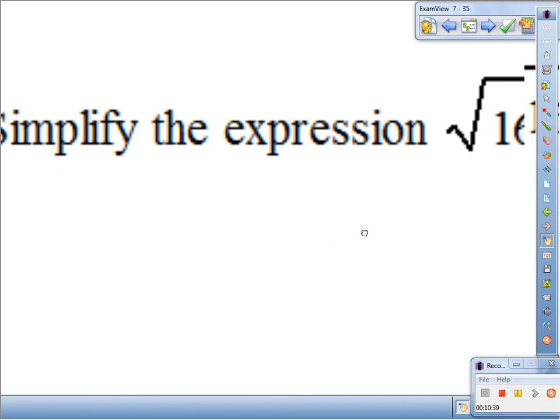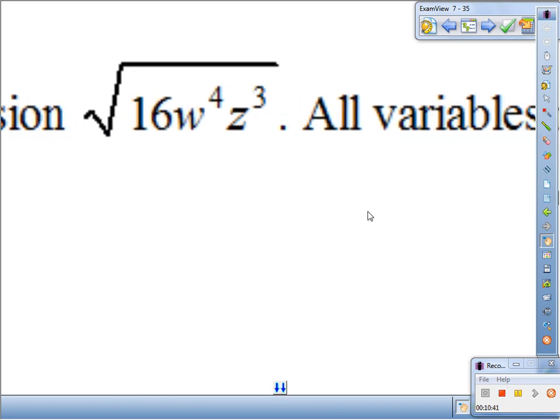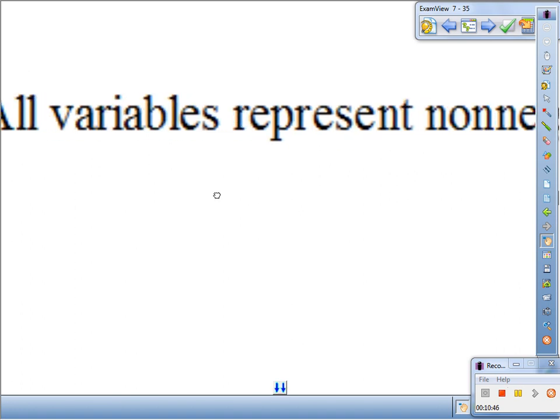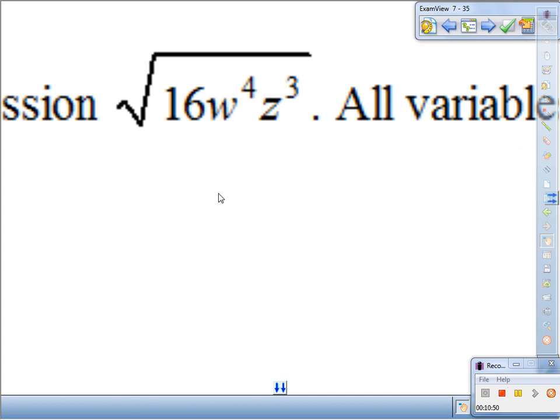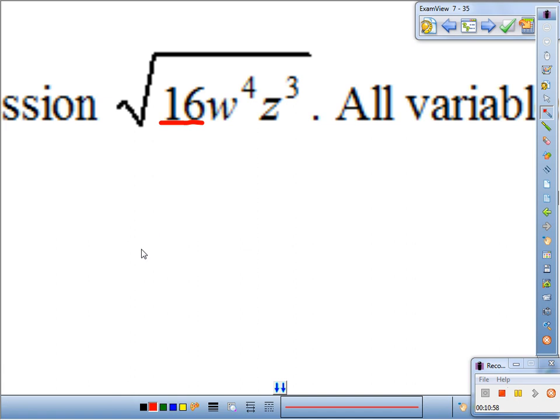Number 7 says, simplify the expression square root of 16 w to the 4th z to the 3rd, and assume that all variables represent non-negative numbers. All right, so this one, copy that. This is number 7, square root of 16 w to the 4th z to the 3rd. I'm going to start with the number first. Square root of 16, everyone, 4. So we're done with that one, yes?